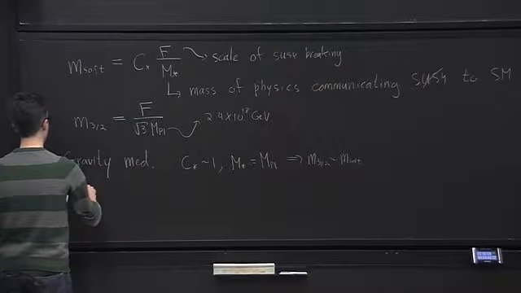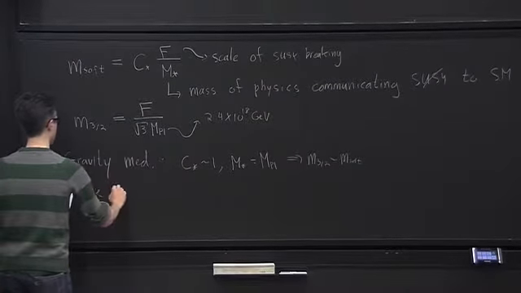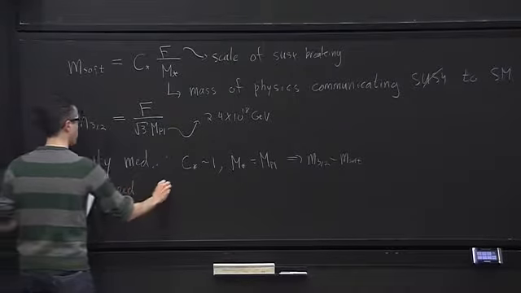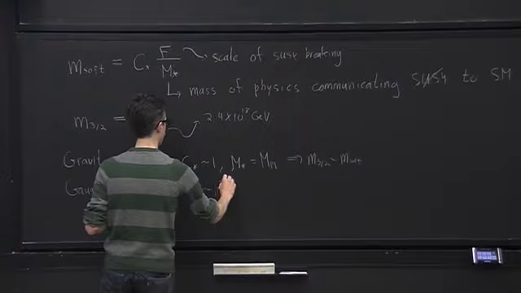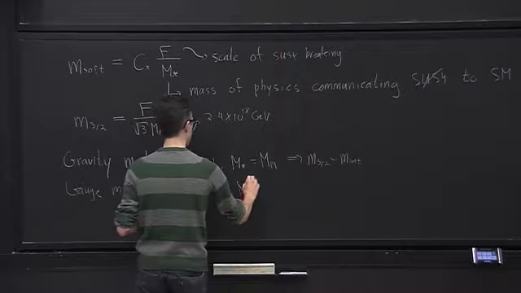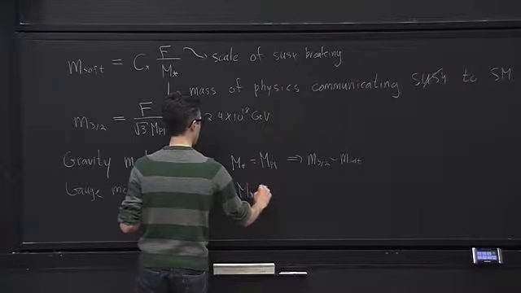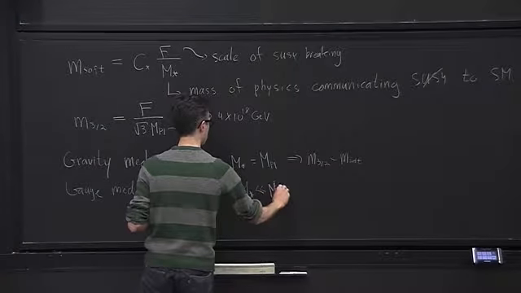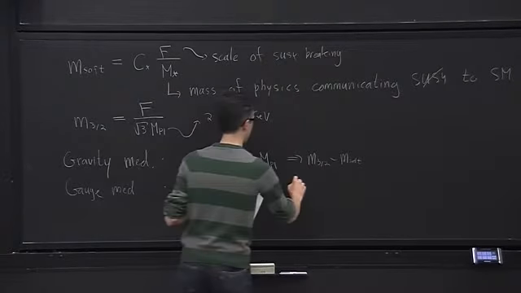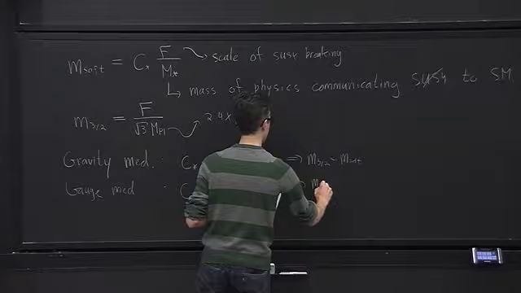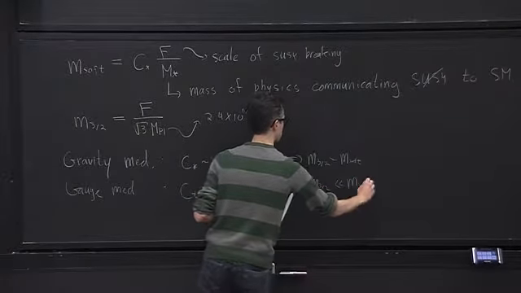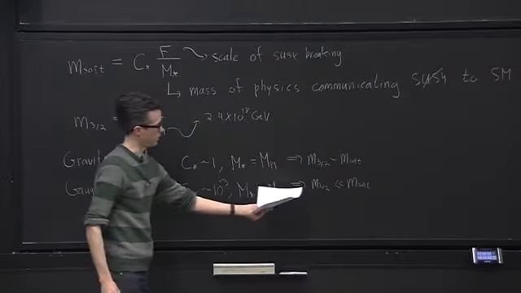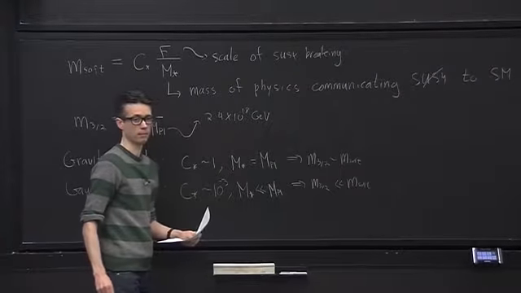There's something called gauge mediation. And in gauge mediation, I have C star of about 10 to the minus 3, and I have m star much, much less than m Planck. The upshot of this is that I typically get m3 halves much, much less than msoft. So in this case, I expect the gravitino to be my LSP.